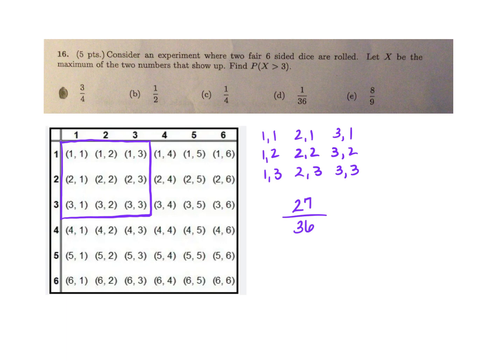So it's always successes over your total. Well, 27 and 36 are both divisible by 9. So if I reduce that, I'm going to get 3/4, and that would be choice A. So this is how I would do number 16.